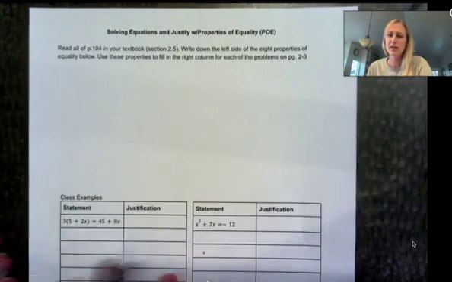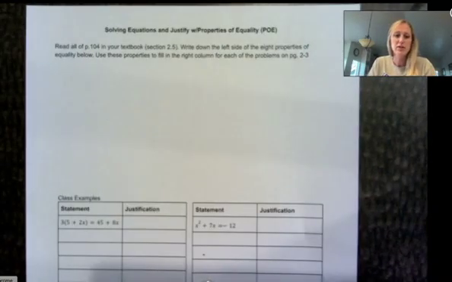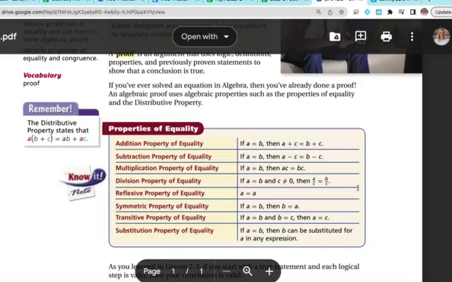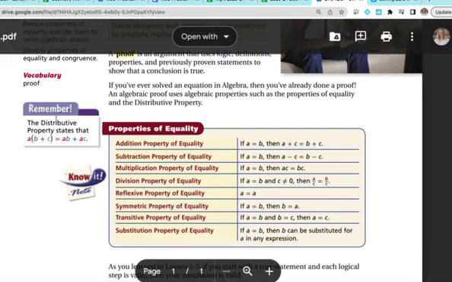So you can pause the video right now. I'm not going to go through these. I am going to have you add a couple. But here's what you're looking at. If you pull up page 104 out of your book, it's talking about these 8: addition, property of equality, subtraction, multiplication, division, reflexive, symmetric, transitive, substitution. Also, you'll notice the distributive property is over here on the left. Go ahead and include that one as well.